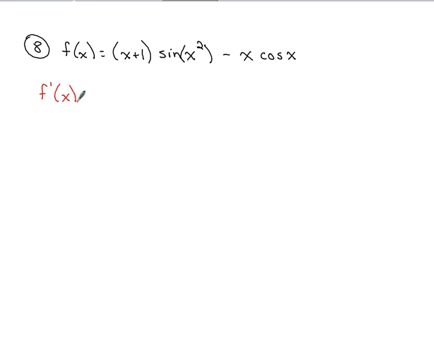All right, so find f prime of x on this one. Well, let's start with the first part of this expression. You've got x plus 1 times sine of x squared. We've got a product rule that we have to apply right there. So using the product rule, take the derivative of x plus 1 first. That derivative is just 1, right? So it's 1 times the second part as is, plus the first part of the product, x plus 1, written as is, times the derivative for that sine of x squared.